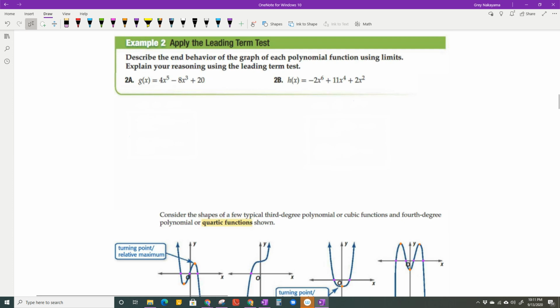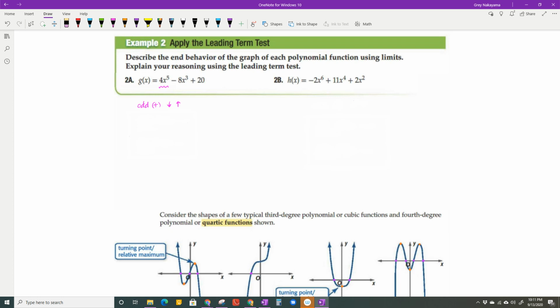So we're looking for the leading term. In this case, my leading term is the one with the highest exponent. So that is 4x to the fifth. And x to the fifth, the 5 is what I'm looking at to determine that it is odd. And then in front of it, there's not a negative sign, so we know it's positive. And odd positive goes down and then up. And that's what it is.